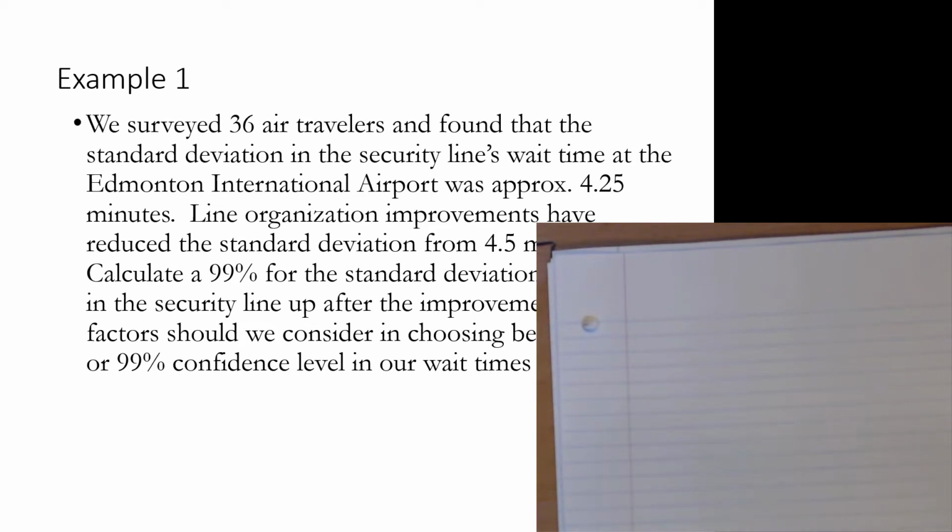I mean, there's practice problems that you should do on your own as well. Okay, so we got a few examples to go through here today. So we surveyed 36 air travelers, found that the standard deviation in the security lineup's wait time at the Edmonton International Airport is about 4.25 minutes. Line organization improvements have reduced the standard deviation from 4.5 minutes.